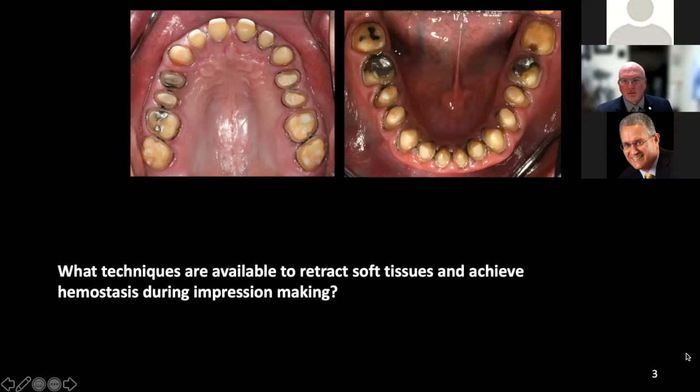What techniques are available to retract soft tissues and achieve hemostasis during impression making? Probably the most common method is using retraction cord. Some cords are already impregnated with some type of hemostatic agent. Others are not. You could use an astringent material to impregnate a non-impregnated cord, or there are some astringents that can actually be scrubbed into the tissue.